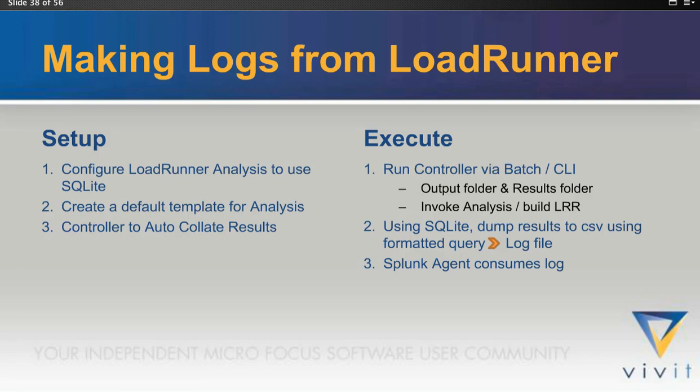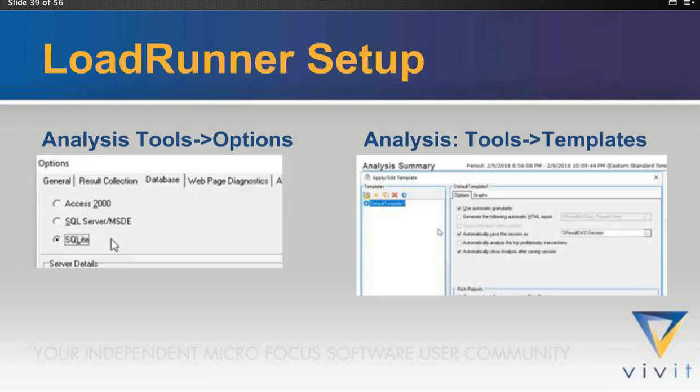So to make the logs from LoadRunner go, we have to configure LoadRunner, the analysis tool, to use SQLite as a database. That's not the default, but it is easy to change. You have to create a default template for analysis, and then you have to set up the controller to auto-correlate your results. From an execution standpoint, we run the controller via a batch, using the command line options. We invoke SQLite, and we create a log file, and that log file is written into a location where our Splunk agent consumes that data.